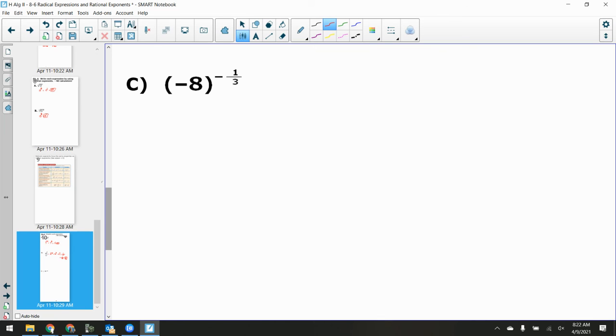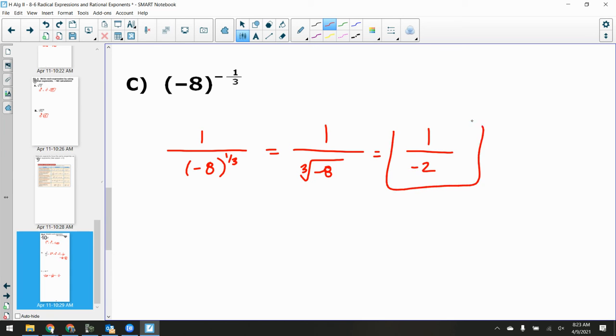Negative 8 to the negative 1/3 power. The negative power is telling you to do what again? Take it into the denominator. So this is going to be 1 over negative 8 to the positive 1/3 power. And taking something to the 1/3 power is the same thing as taking the cube root. What is the cube root of negative 8? Negative 2. So negative 1/2, or 1 over negative 2, is my answer.